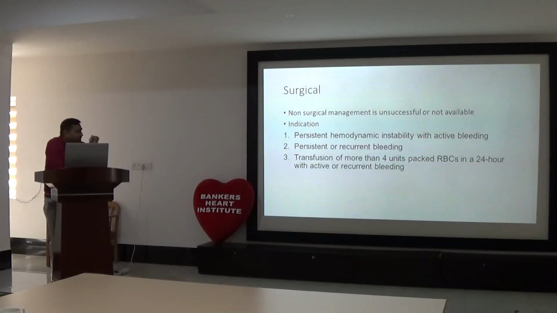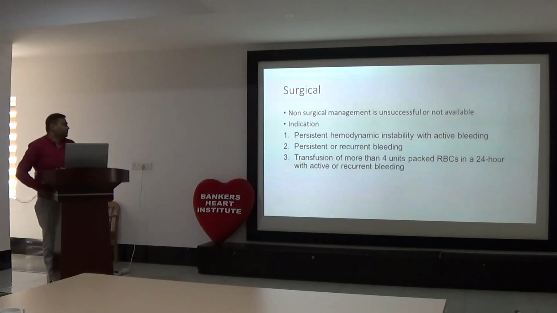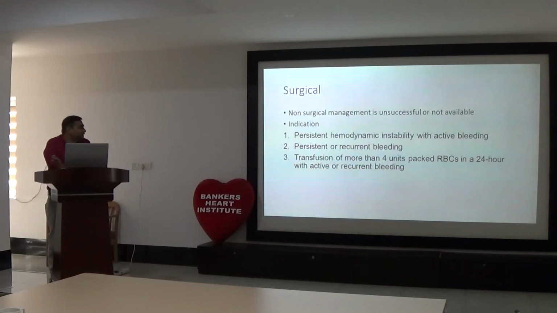So when angiography cannot stop the bleeding or is not available, or interventional radiologists are not available, or in some peripheral centers, the only option remaining is surgery. Surgical indications are persistent hemodynamic instability with acute bleeding, or recurrent bleeding, and this is the main thing we need to focus on. If 4 units of PCV are required in 24 hours and the blood pressure is still not maintained, then we need to go for the surgical option, even if we don't have any diagnosis.